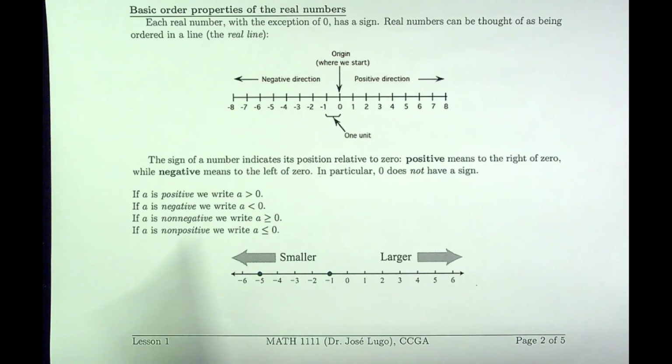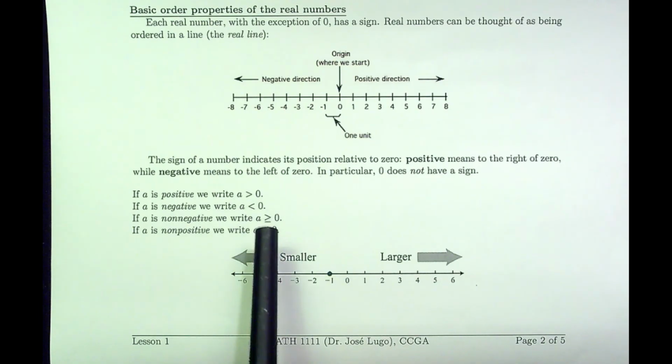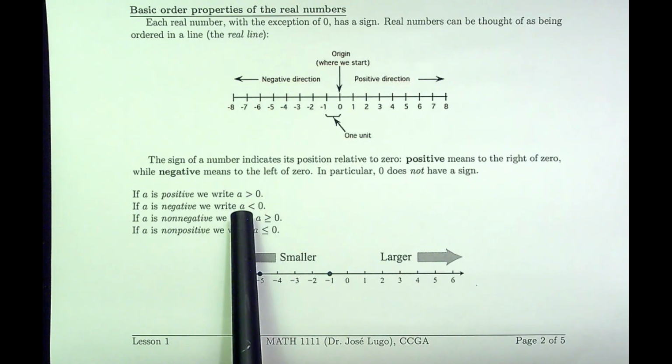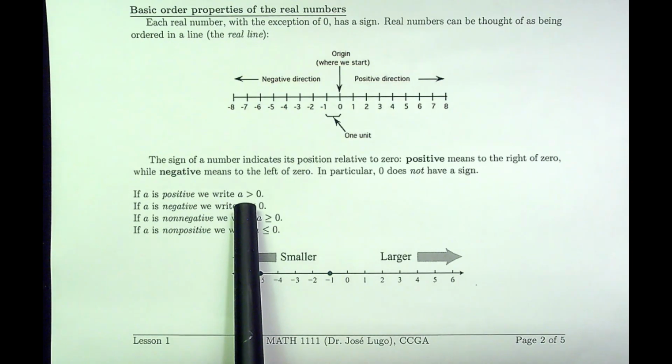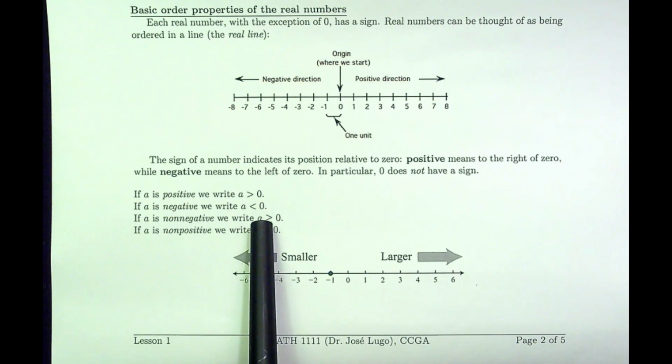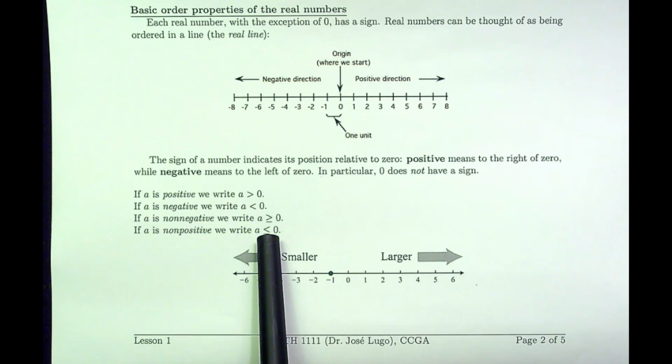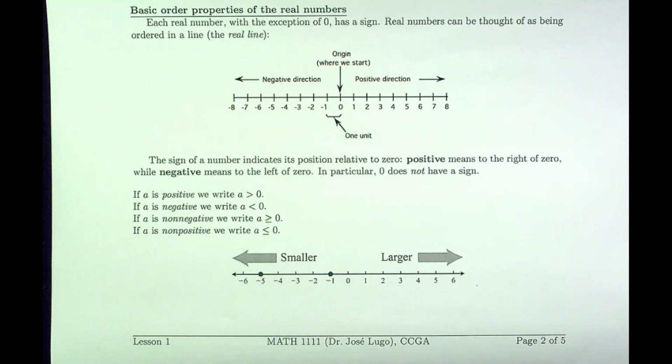And finally, the famous symbols of inequality. Greater than means bigger than 0, or positive. Less than means less than 0, or negative. Greater than or equal to 0 means non-negative. Less than or equal to 0 means non-positive. I usually will say greater than or equal to 0 instead of non-negative, or less than or equal to 0 instead of non-positive, but that's what those words mean.